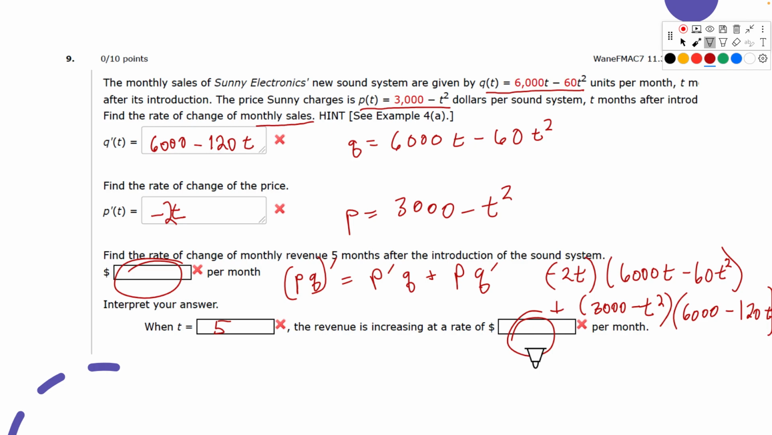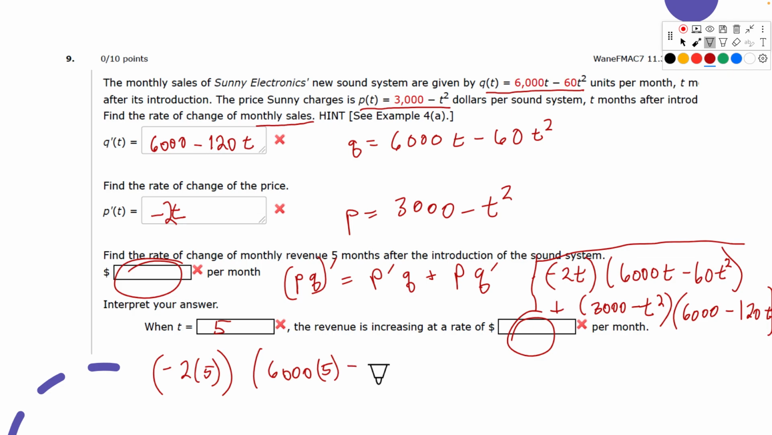Actually, both of these. So it's this plus this, right? This is our derivative. Because they want the rate of change, we want to plug it into here. So you're going to get minus 2 times 5, 6,000 times 5, 60 times 5 squared, which is 25.